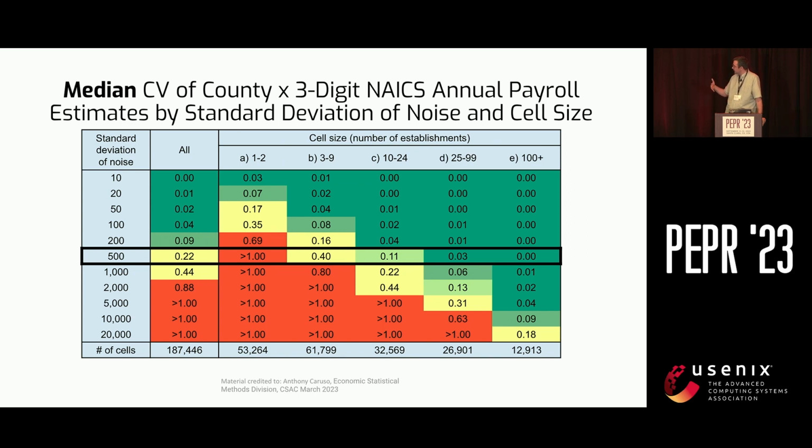If we look at, as an example, a standard deviation of 500, then when we get into cell sizes that have 10 or more establishments in them, we see better utility than what you would get out of a traditional differential privacy approach to this problem, and so that's very nice.